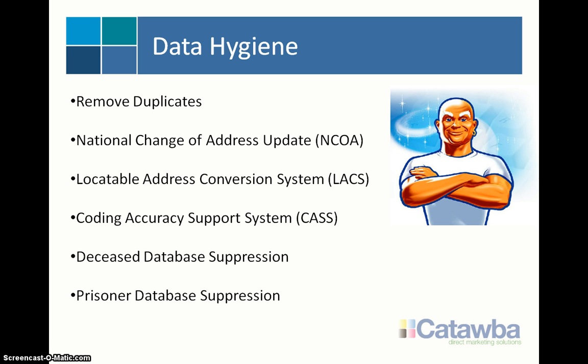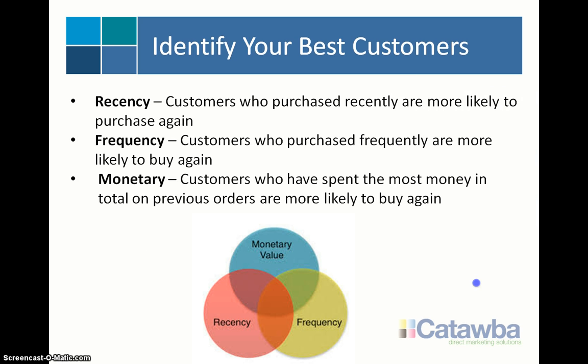The deceased database suppression, this is if anybody has passed away, you can remove them from your database without having an awkward direct mail piece going out to the family. It's just not a good situation. And then also the prisoner database suppression. This is if anybody has gone to prison, which hopefully that hasn't happened, they can be removed from your database as well, since they're not going to be able to come to your store or purchase anything.